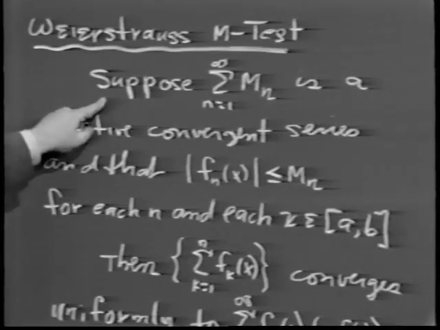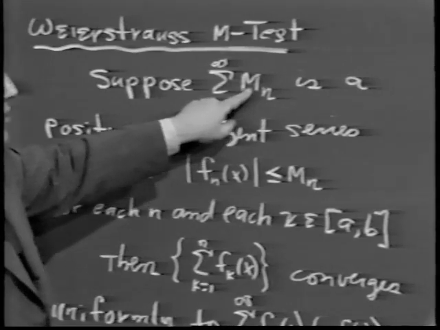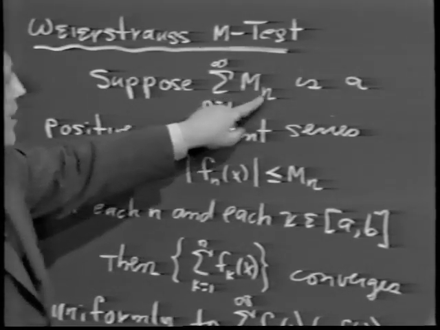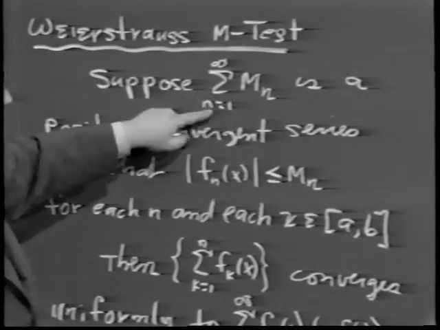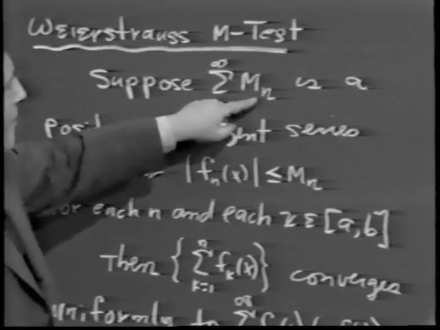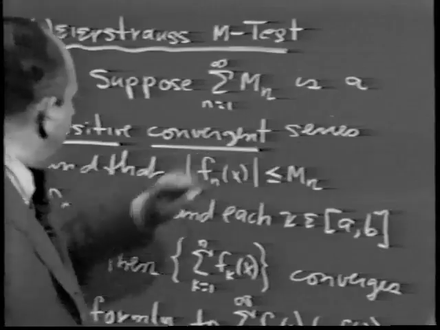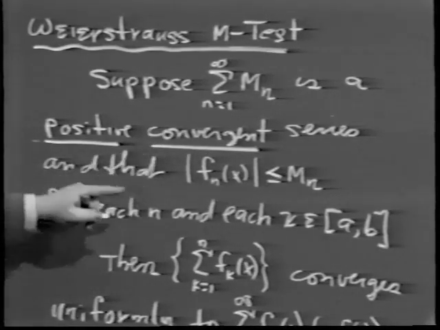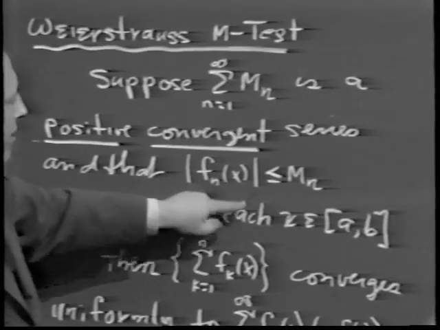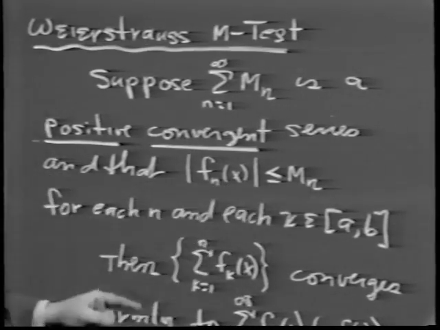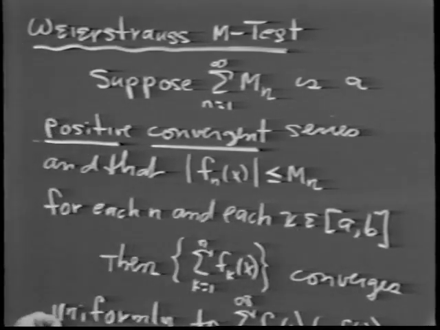The test simply says this, and here's where the name M-test comes from. See, because you put an M in over here. If I put a C over here, they would probably call it the Weierstrass C-test. But the idea is this. Suppose that the series, summation n goes from 1 to infinity, capital M sub n, is a positive convergent series. This is going to be sort of like the comparison test. And that the absolute value of f sub n of x is less than or equal to M sub n for each n and for each x in some interval from a to b.